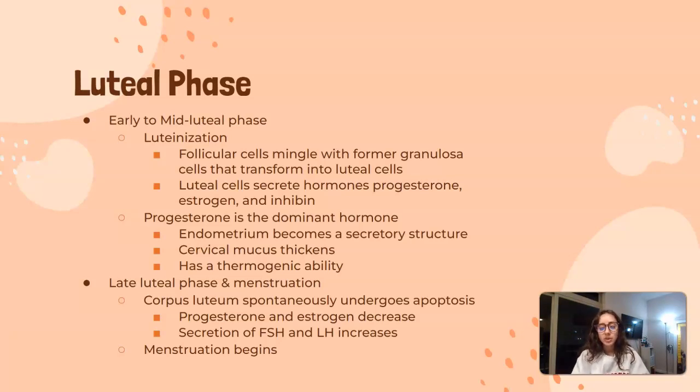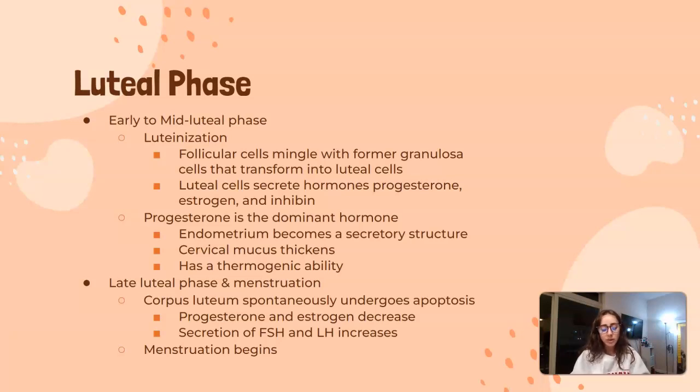Luteal cells accumulate lipid droplets and glycogen granules in their cytoplasm and begin to secrete hormones such as progesterone, estrogen, and inhibin. So progesterone is the dominant hormone of the luteal phase. The combination of estrogen and progesterone exerts a negative feedback on the hypothalamus and anterior pituitary. So under the influence of progesterone, the endometrium continues its preparation for pregnancy and becomes a secretory structure.